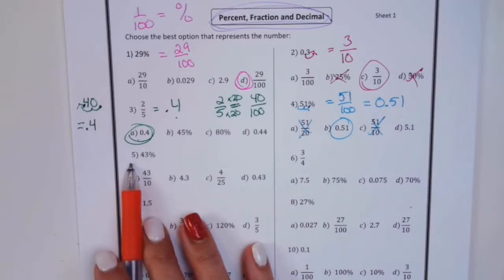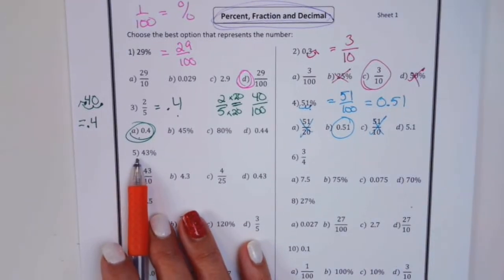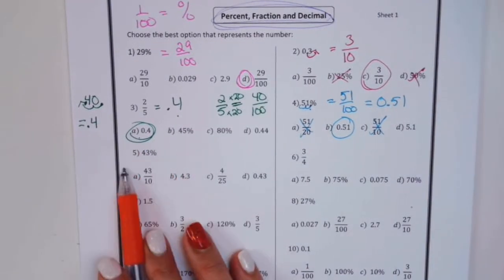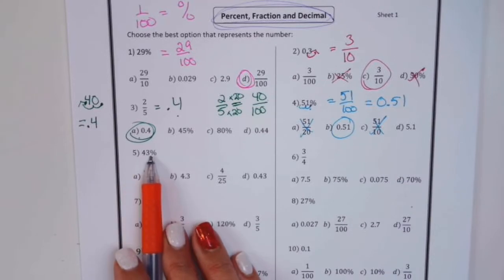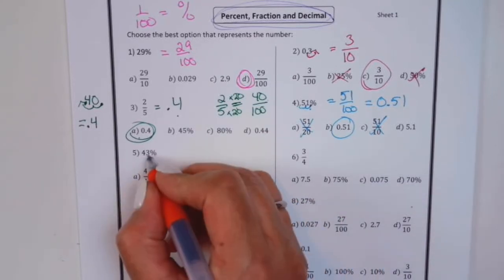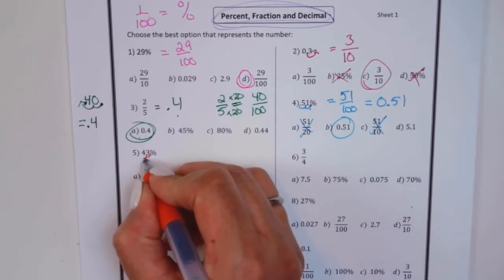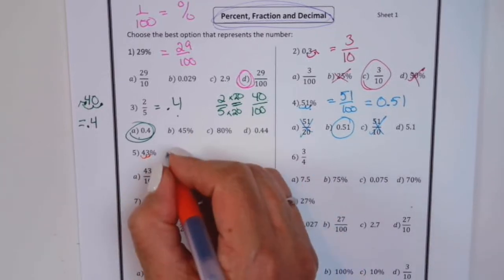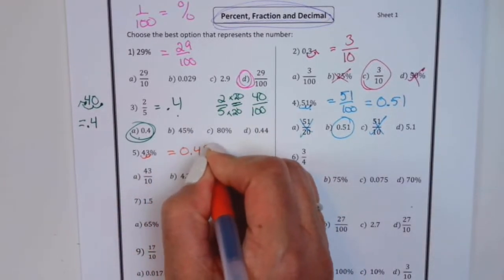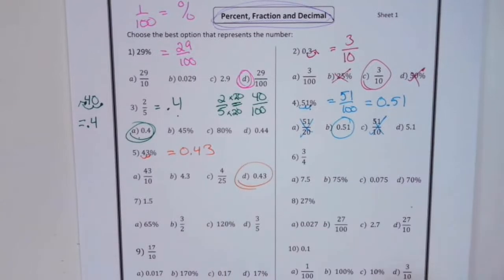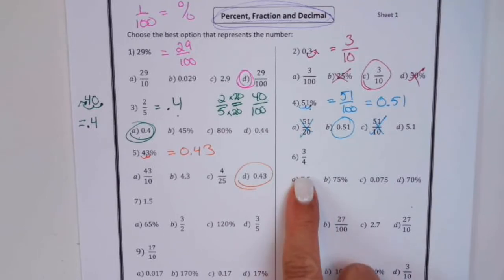Okay, number 5, 43%. Again, 43% means that we are dividing it by 100. We can move this decimal point 2 to the left and get 0.43, which is this answer here. Number 6, 3/4.